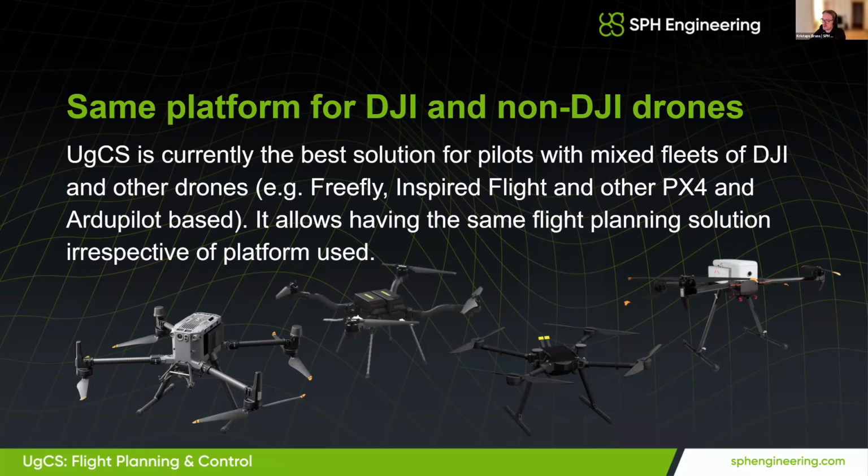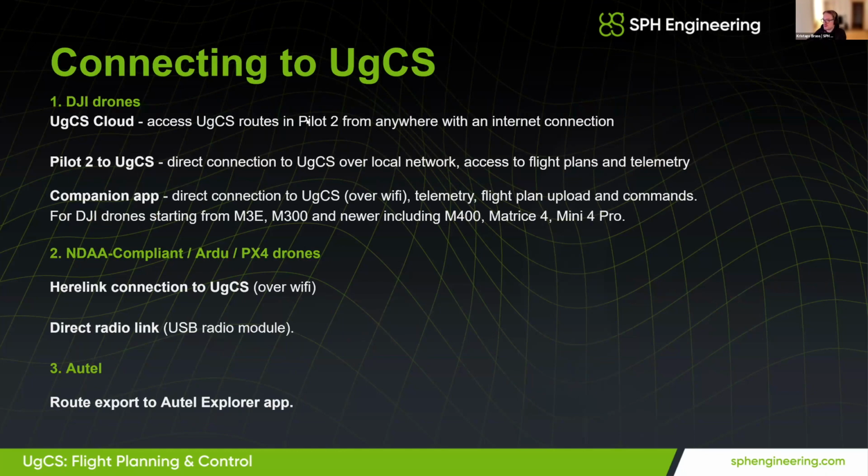Essentially, with UgCS, and what I'll be showing later today, you can have the same workflow irrespective of what drone you have, and you can very easily change which route you use with which drone. UgCS stands for Universal Ground Control Software in the sense that, obviously, it's universal and you can use any drone.